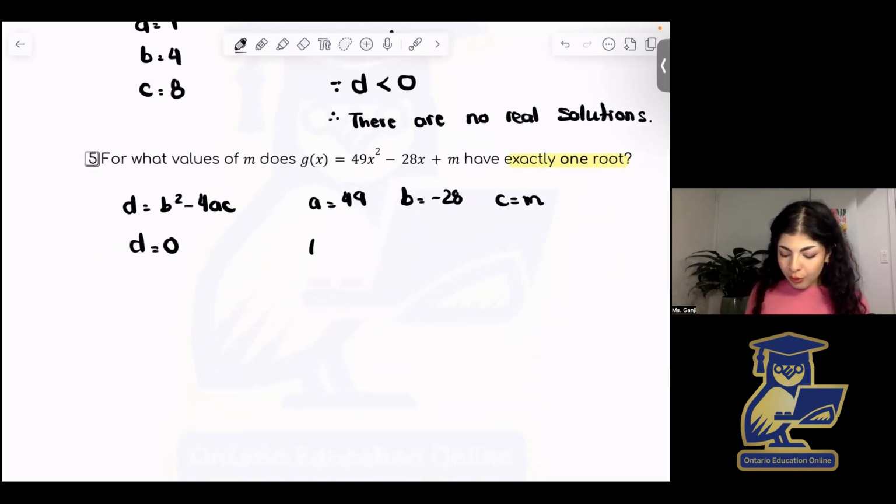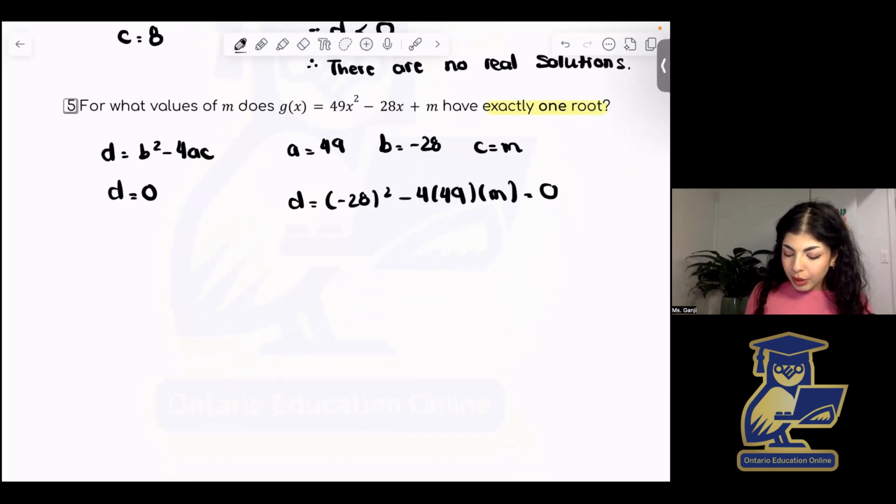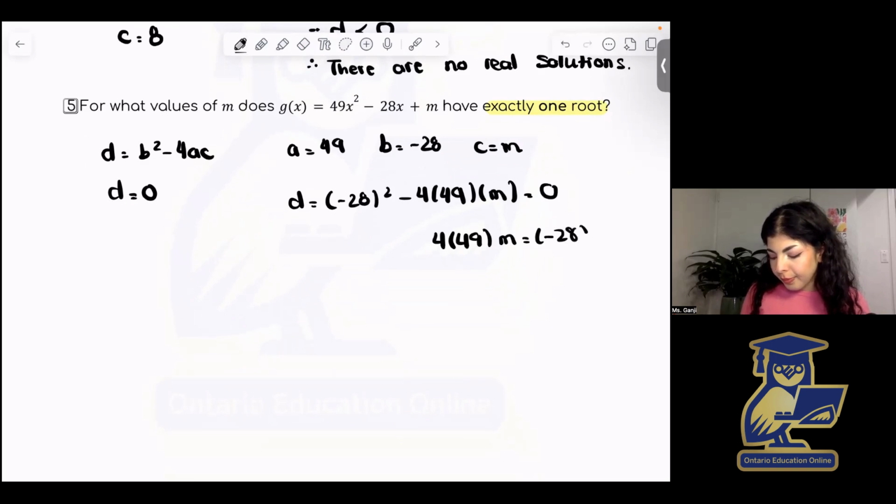And so now when we solve, we have D is equal to negative 28 squared minus 4 times 49 times m. And we want this to equal 0. So in other words, we are saying that negative 4 times 49m is equal to, or sorry, the positive of it is equal to negative 28 squared. Because these two are a subtraction, so they have to be equal for their difference to be 0.